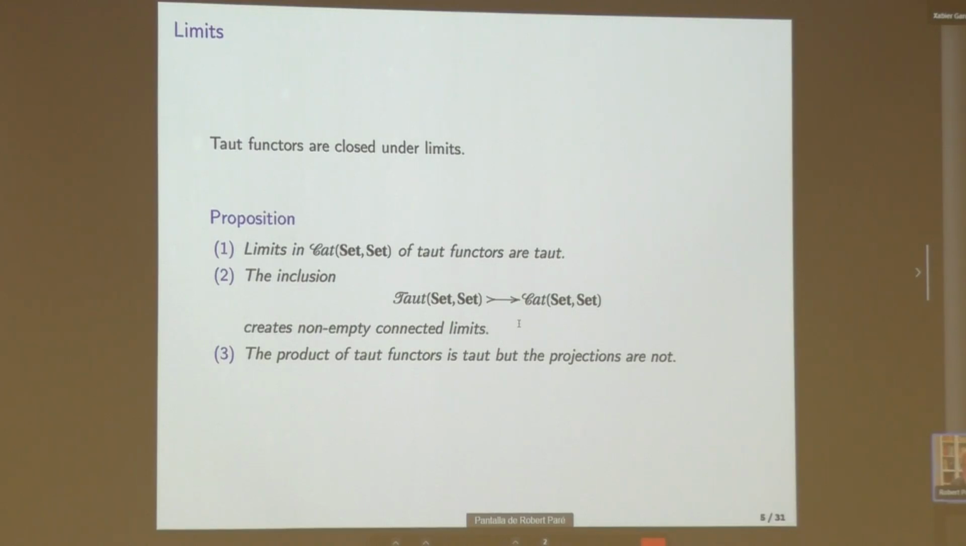On the other hand, if you restrict the natural transformations to being top, then you don't get all limits, you get non-empty connected limits. But they're limits now in Top, so they're better. In particular products are not connected; a product of top functors is top, but the projections are not. Or even the terminal object is top, but it's not a terminal object in Top. Okay, so this is the story for limits. This will give you lots of different top functors.